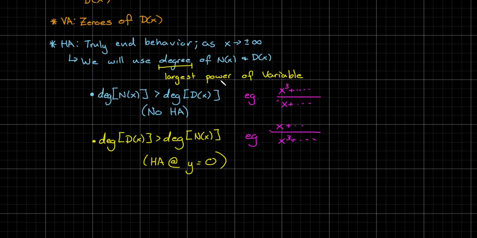Okay, so we saw if the numerator is bigger, there's no horizontal asymptote anyway. If the denominator is bigger, it's the line y equals 0. There's one more possibility for us. The top could be bigger, the bottom could be bigger, or they could be equal.